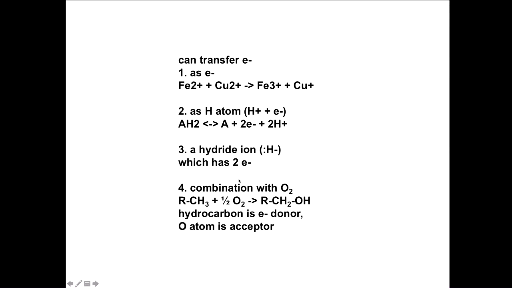So again, these oxidation reduction reactions can happen in a number of ways. When we talk about that example with just the metal ions, we're just moving 1 electron at a time.